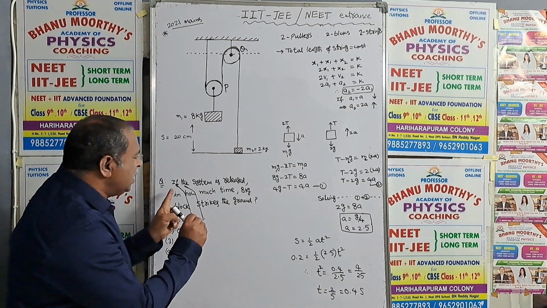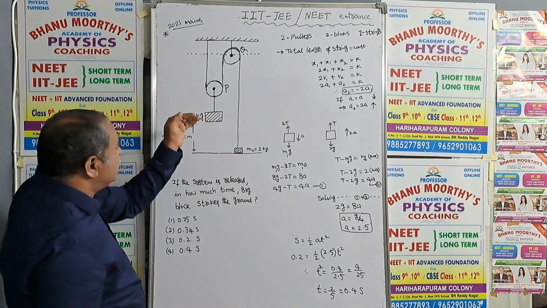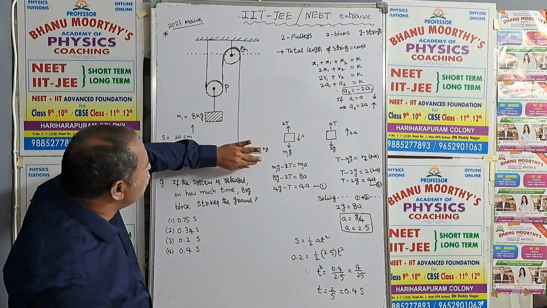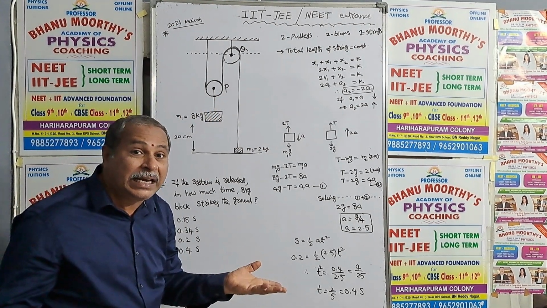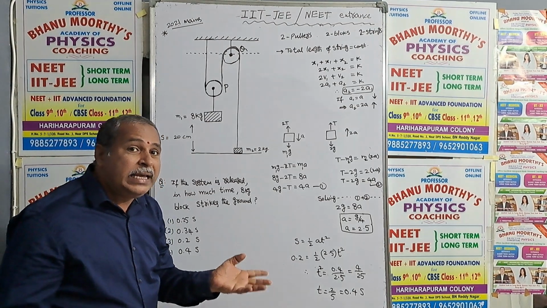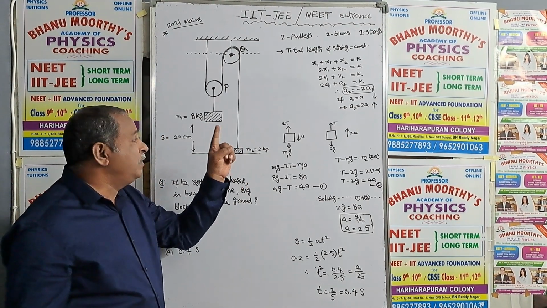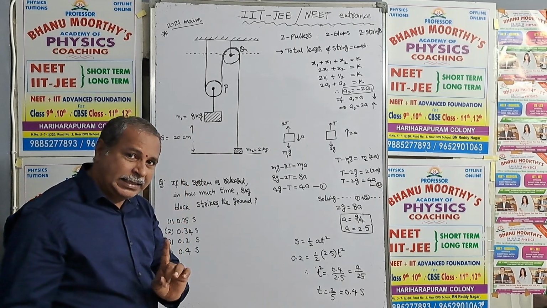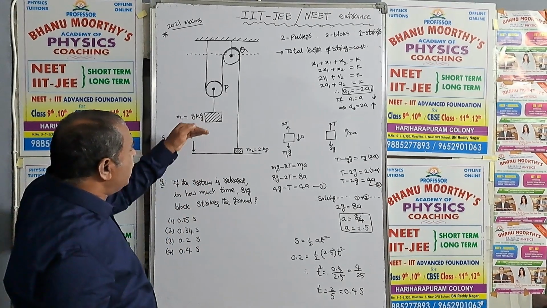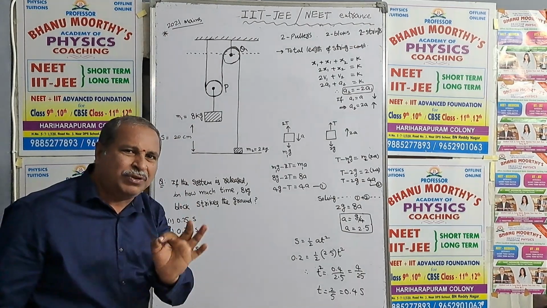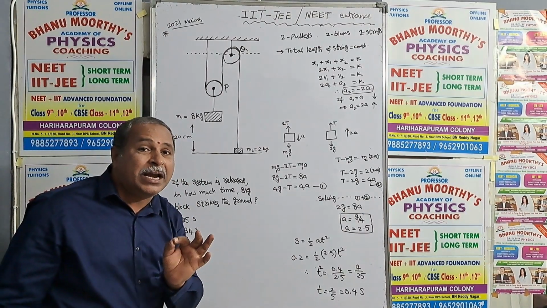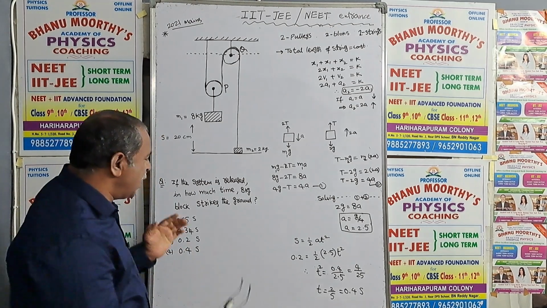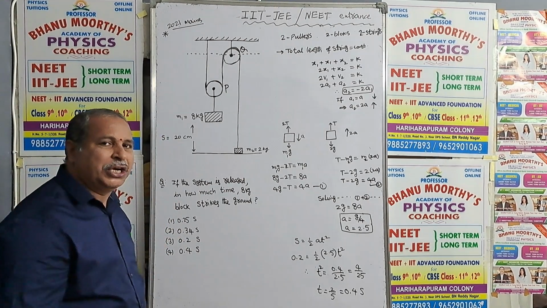The question is, if the system is released, the 8 kg block comes down and the 2 kg block moves up with different accelerations. Now, he is asking the acceleration of the first body, the acceleration of the 8 kg block, and in how much time it strikes the ground. That is the question: how much time the first body takes to strike the ground. So we are going to solve this question now.